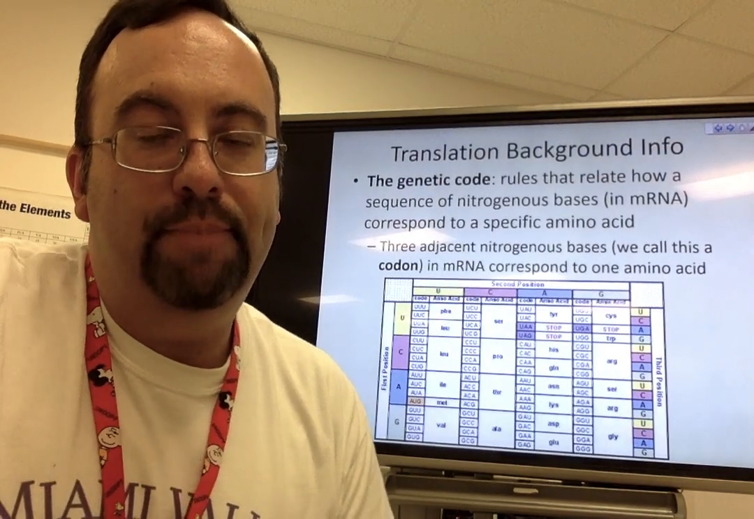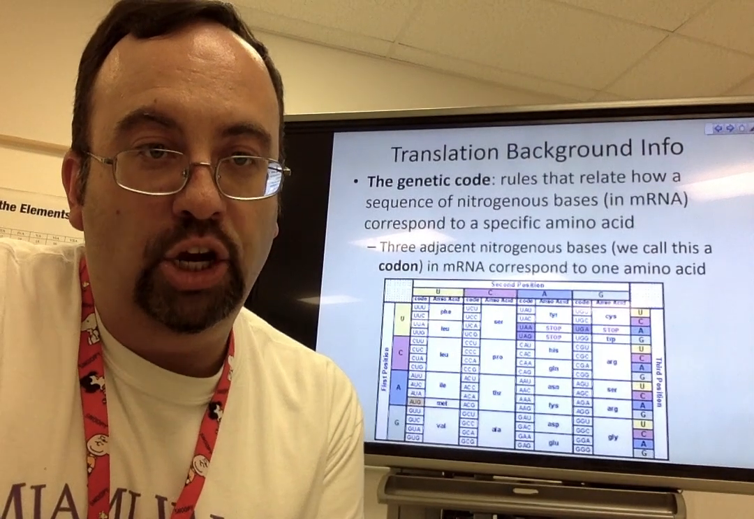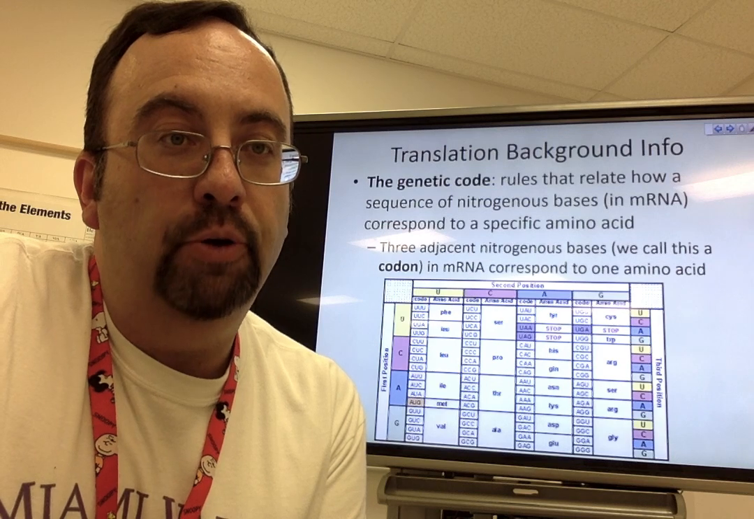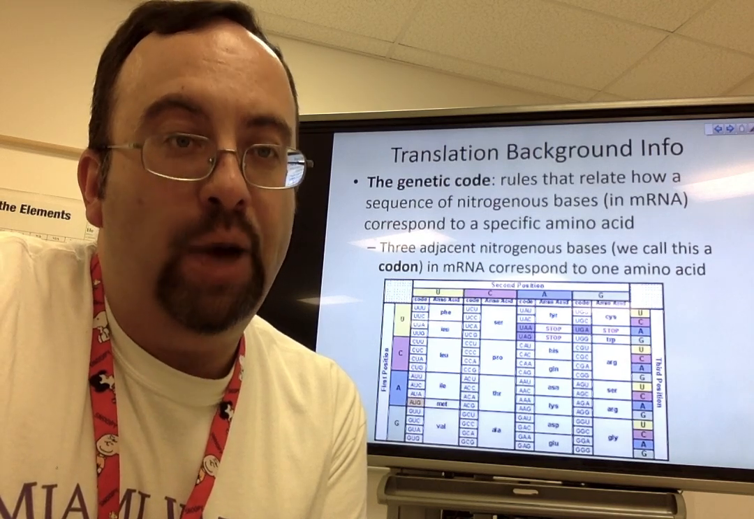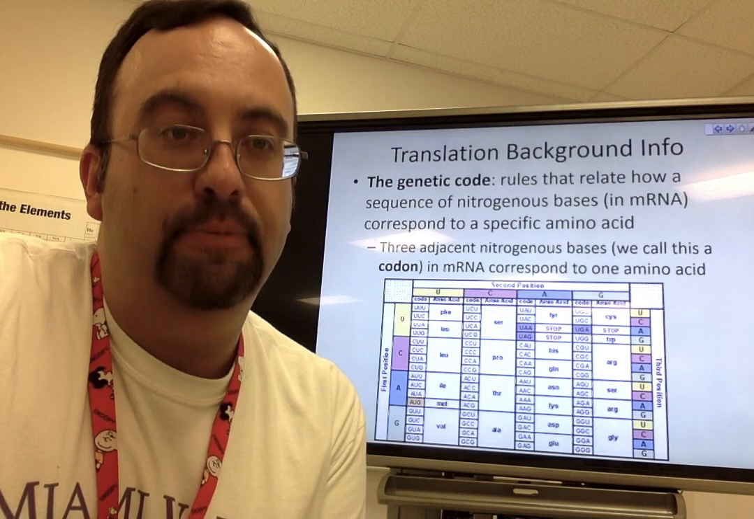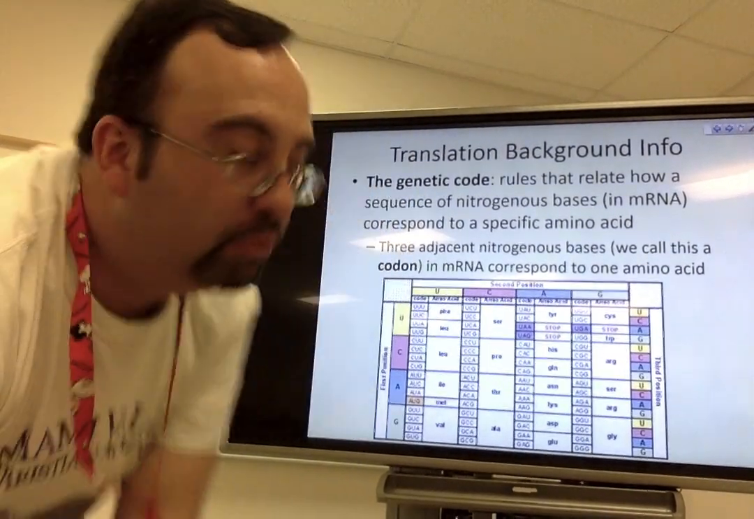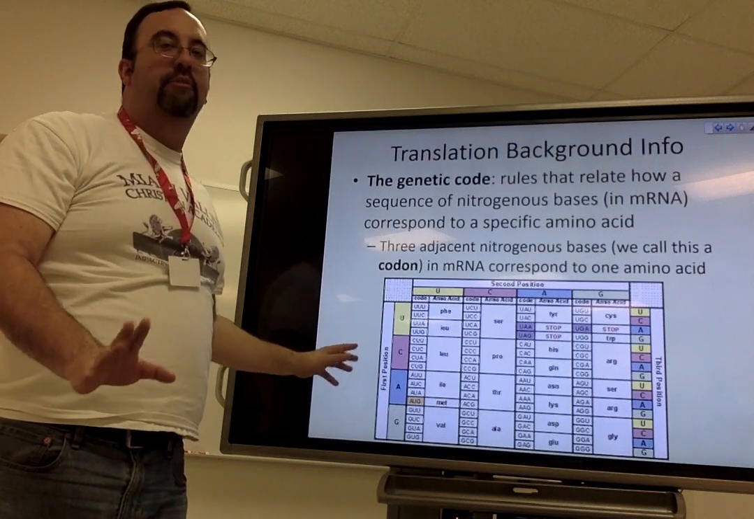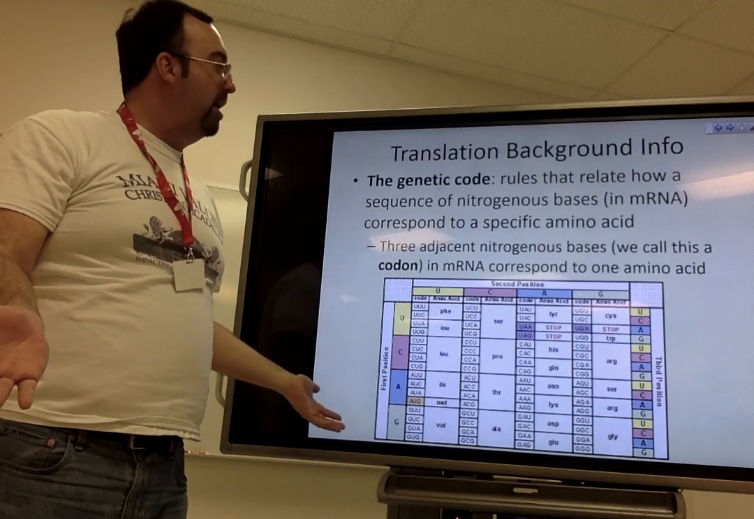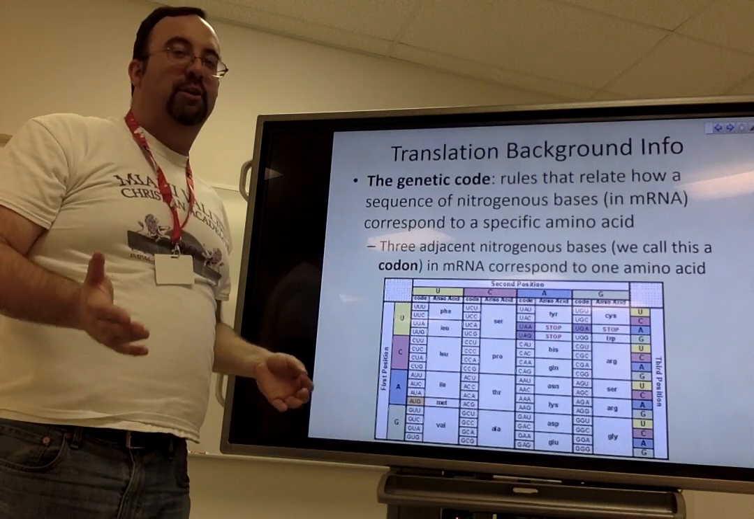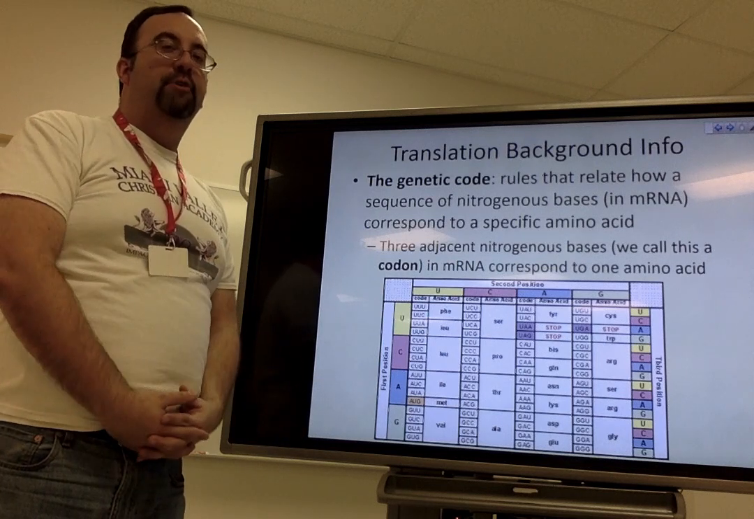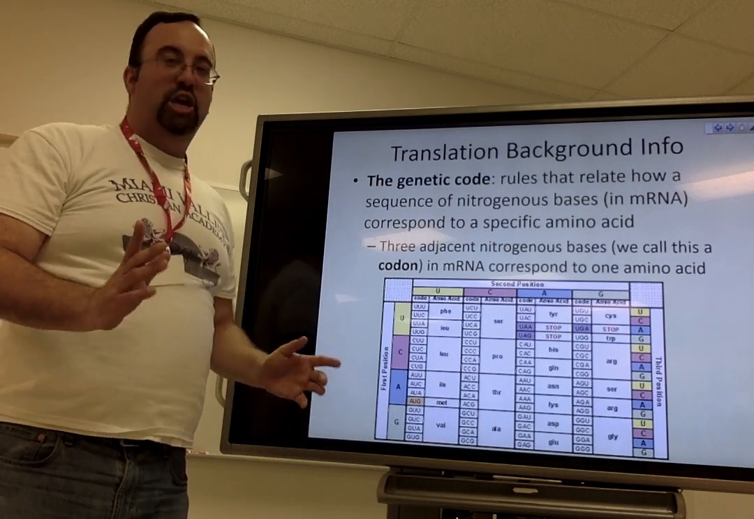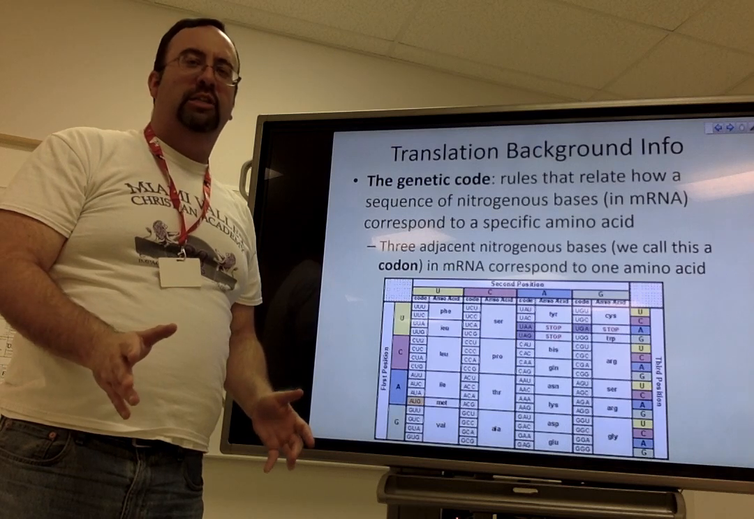I'm going to talk a little bit about the importance of the genetic code. The genetic code is the set of rules that tells us what type of amino acid goes with a specific type of codon. I want to show you some examples. This regulates how a sequence of nitrogenous bases in mRNA corresponds to a specific amino acid. For example, if we have the sequence AUG, which is what we always start with, a unique go, we can use this table to figure out what amino acid this codes for.